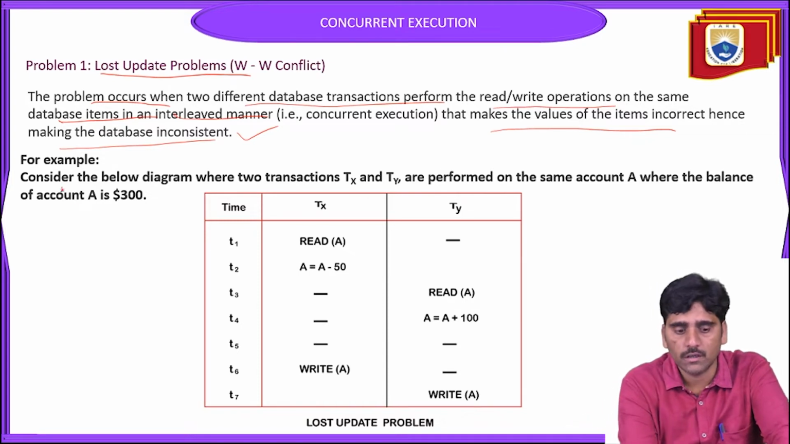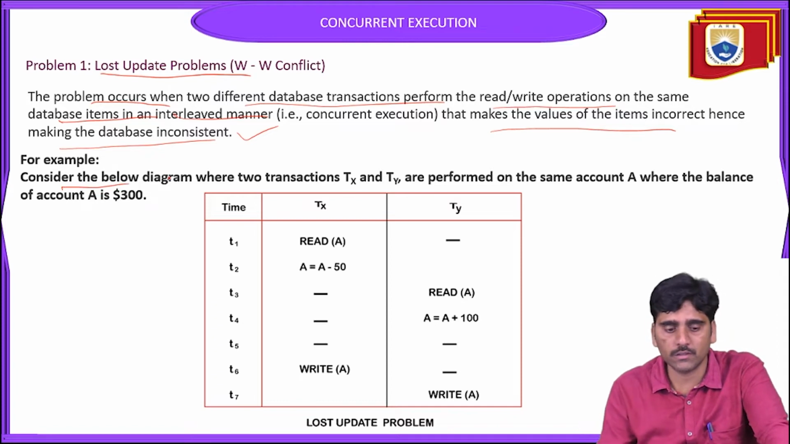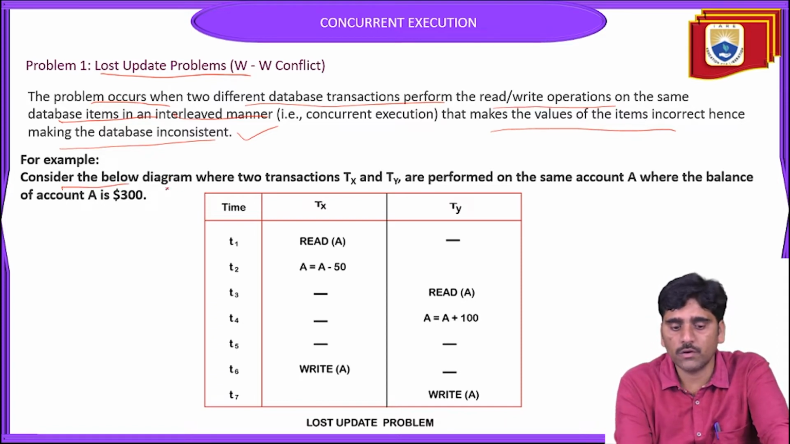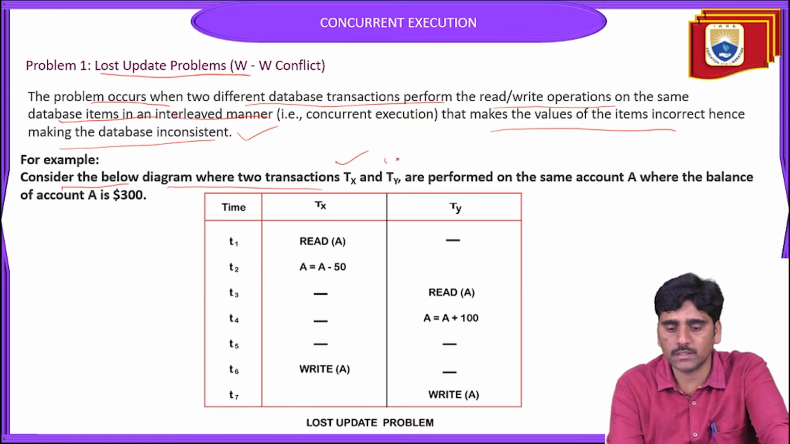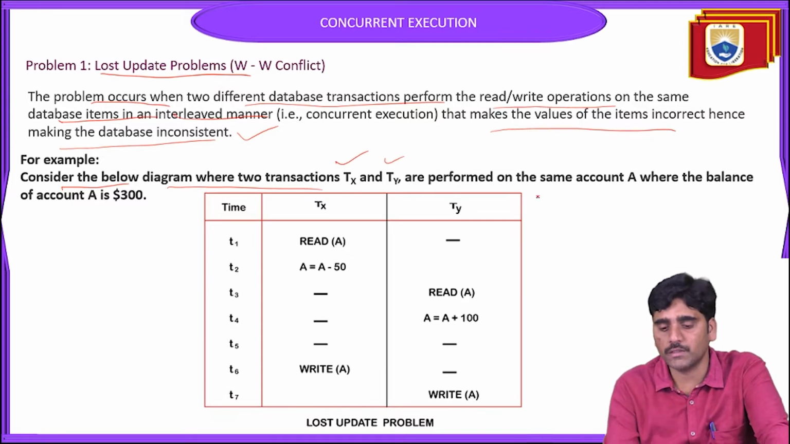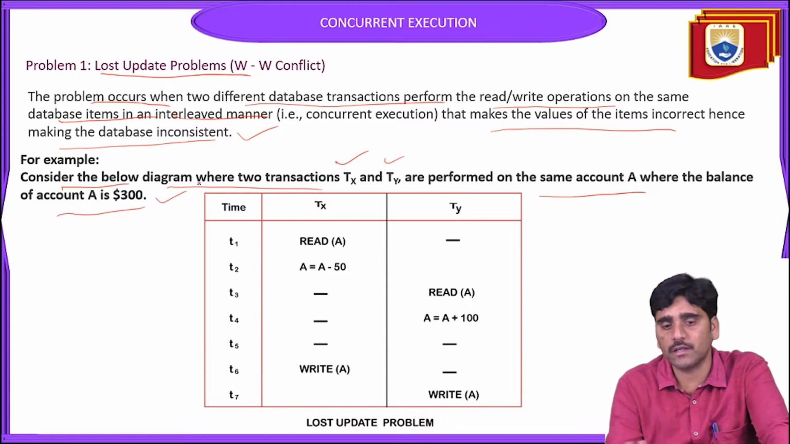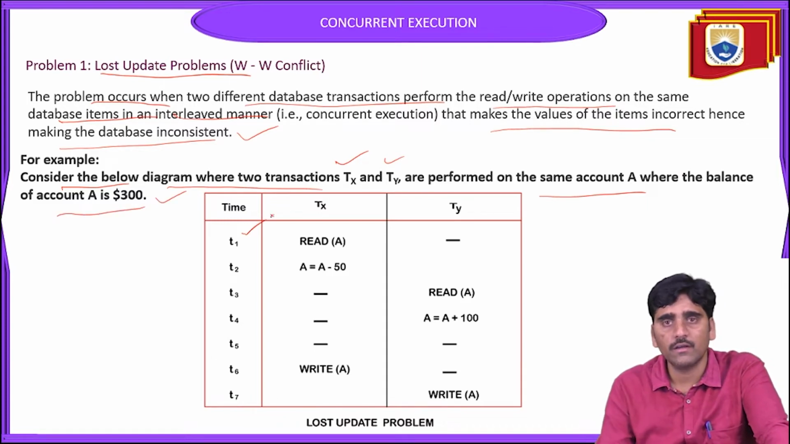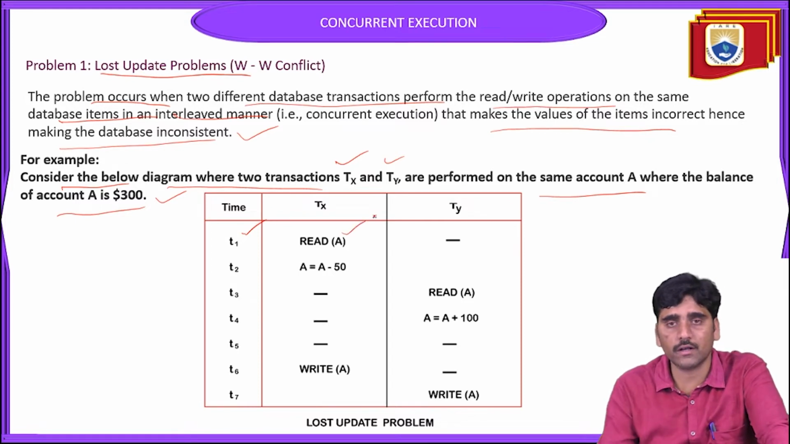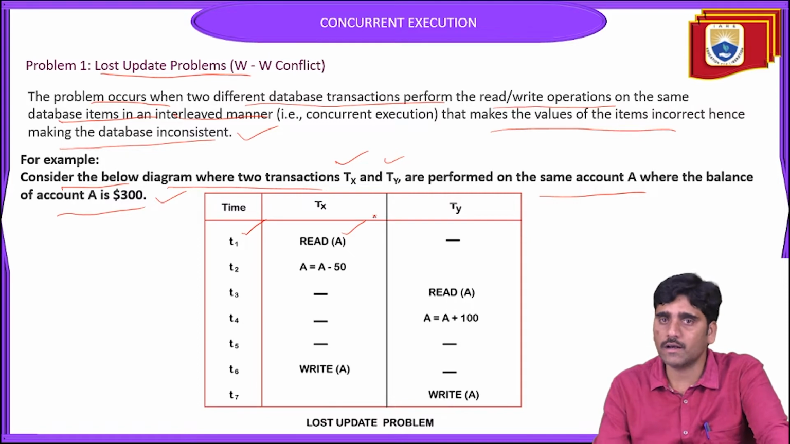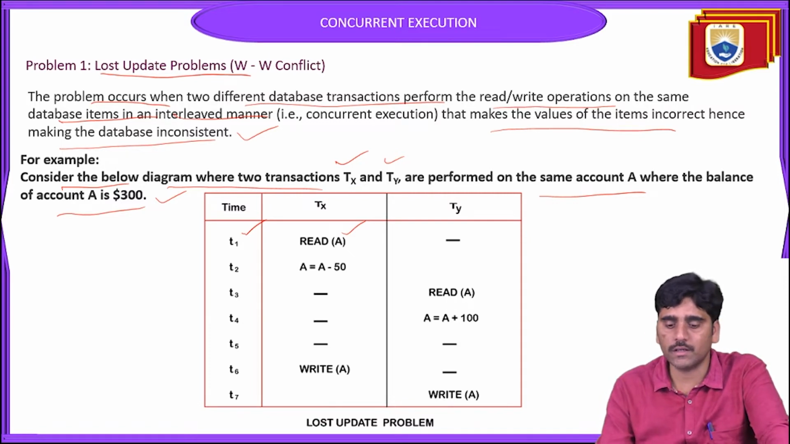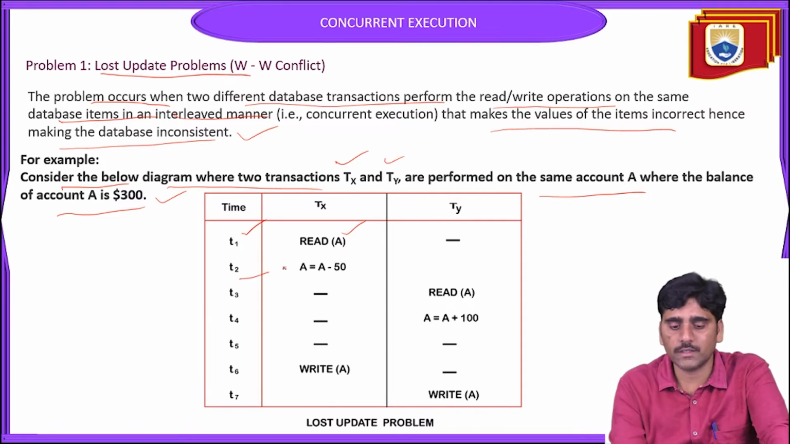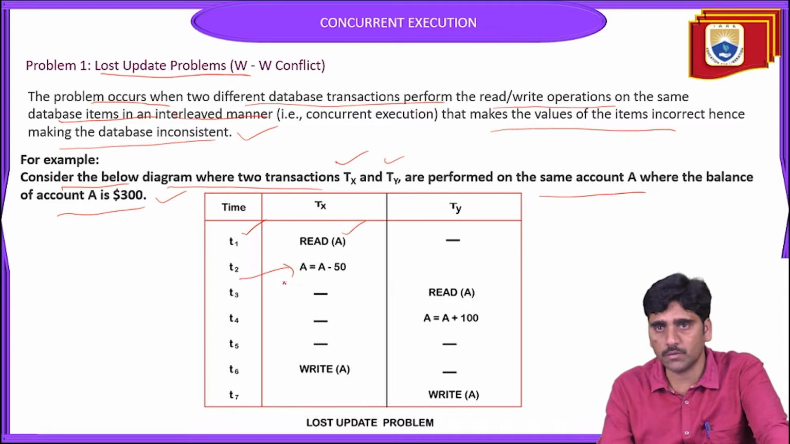We'll see an example. Consider the below diagram where two transactions Tx and Ty are performed on the same account A, where the balance of the account is 300. When performing transaction 1, the first operation is to read the account A, which is 300, and the second transaction is debiting 50 rupees.